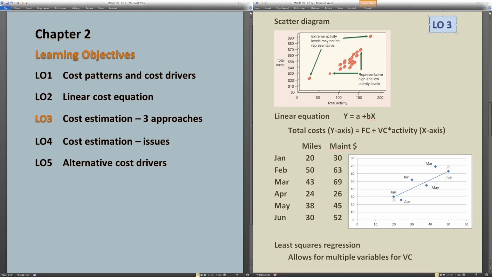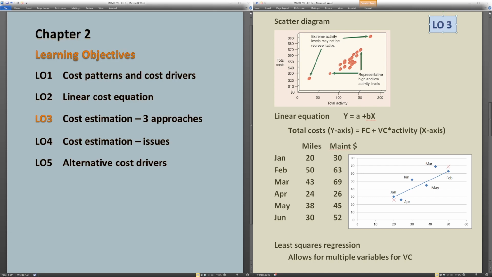And for those of you who have done statistics, and I'm not sure in your course if you do statistics, I imagine you do some sort of quant analysis, and you can use that here. So at the bottom, least squares regression, and the additional good thing about least squares regression is you can allow for multiple variables, so you don't have to have just one variable cost. You can have multiple variable costs and put them into the equation. But what we're going to focus on here is just the simple, tried and true, linear equation.